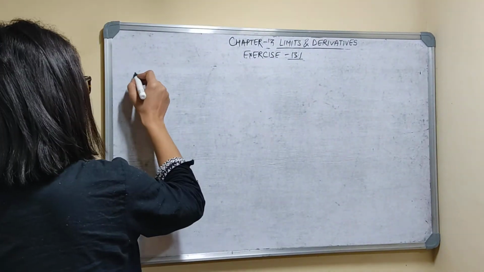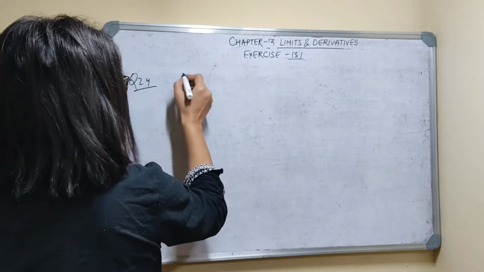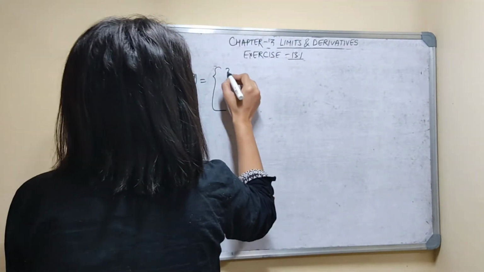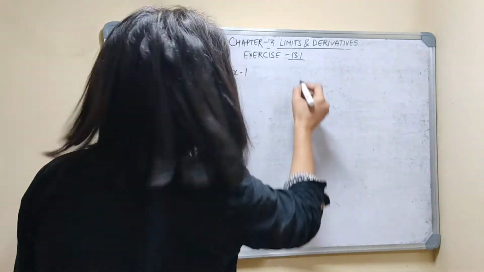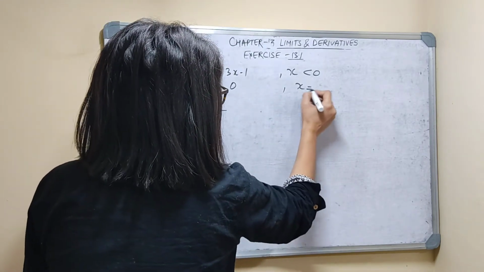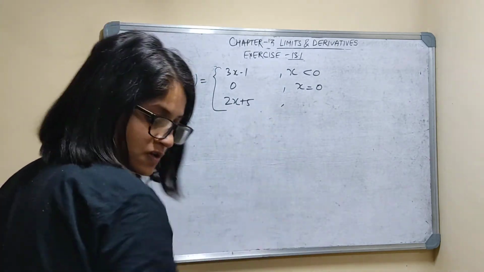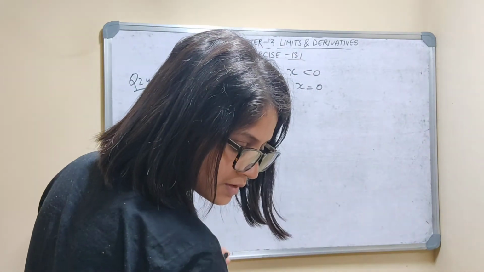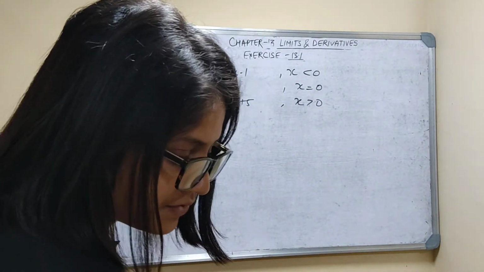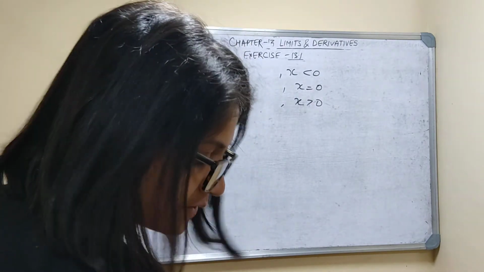Question number 24. Let f be defined by f(x) equals 3x minus 1 when x is less than 0, 0 when x is equal to 0, and 2x plus 5 when x is greater than 0.